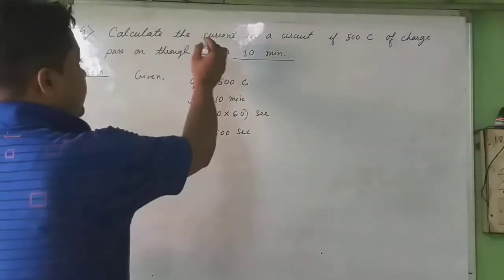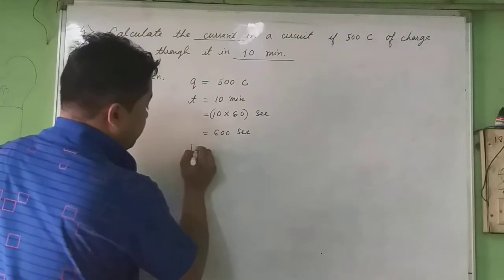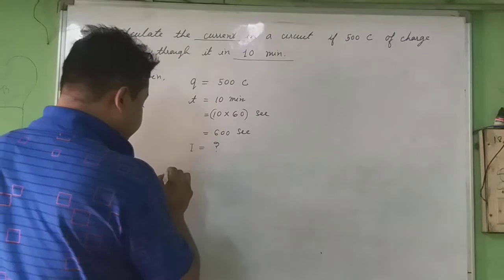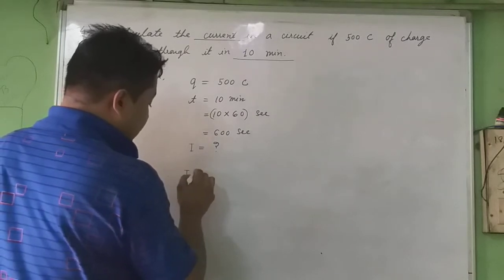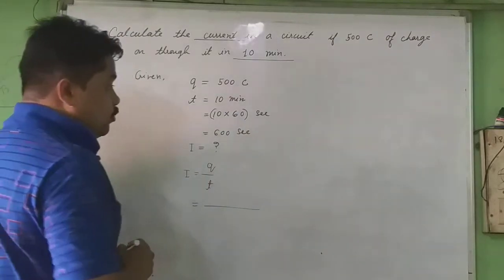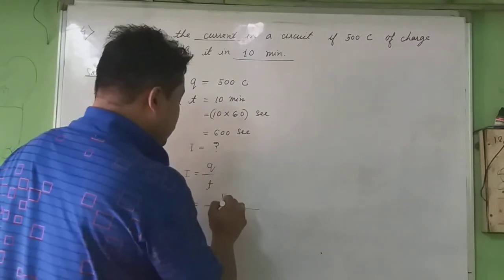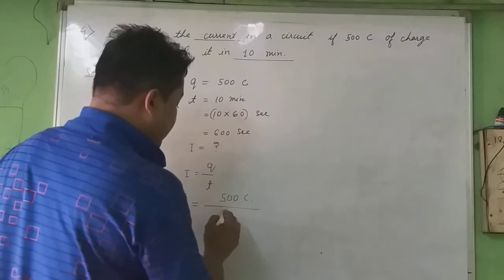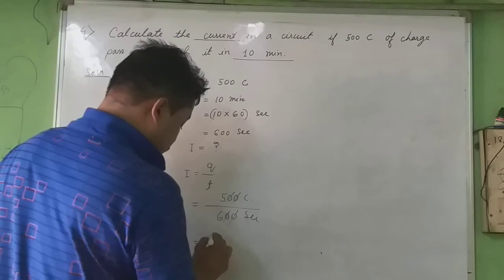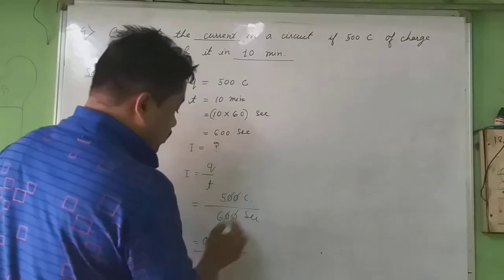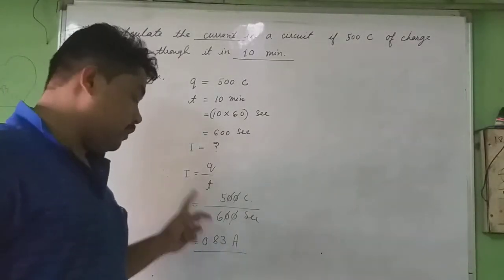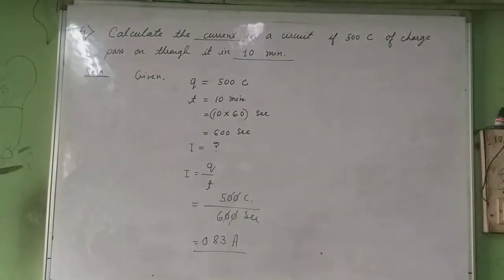Now we have to calculate the current I. So we know that current I is equal to Q by T. Here Q is 500 C, time is 600 second. So I is 0.83 ampere. Coulomb per second is also known as ampere, the SI unit of current.